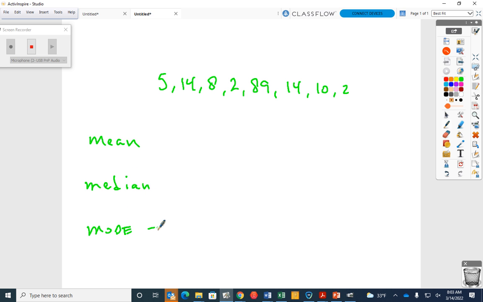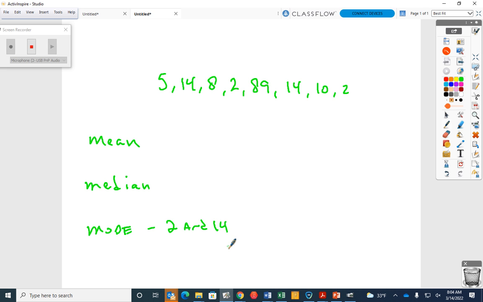Well, before I start, the easiest one of these to find is the mode. Which one occurs most? Do I have more than one of anything? Yeah. I have 2 14s, but I also have 2 2s. So is this an example where I have more than one mode? Yes. So my mode would be 2 and 14, because I have those two numbers that occur the most.